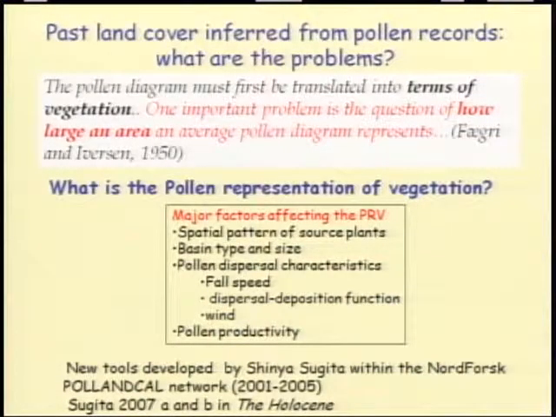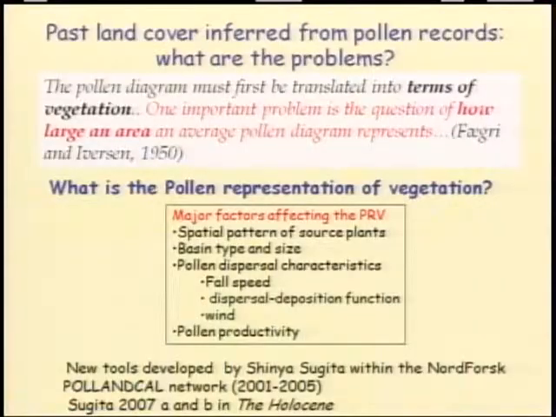Past land cover inferred from pollen records, as you have understood, has some problems. What are the problems? They have been figured out since very long already. Faegri put them forward, and one important problem is the question of how large an area an average pollen diagram represents. And in other words, what is the pollen representation of vegetation?